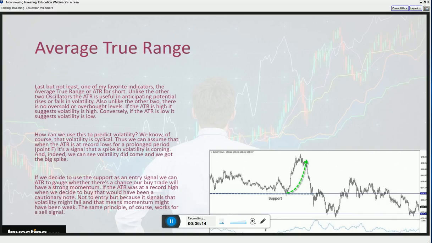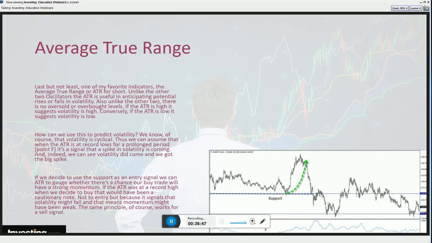Then we have another one, which is called average true range. Last but not least of my favorite indicator is the average true range, ATR. Unlike the other two oscillators, the ATR is useful in anticipating potential rises and falls in volatility. So now we can put in our momentum, our volatility, and our overbought and oversold situations. Now we're actually using the oscillators to build a trading scenario.